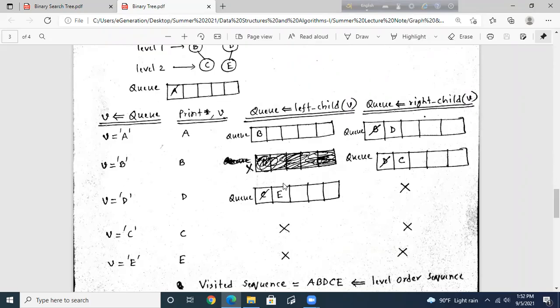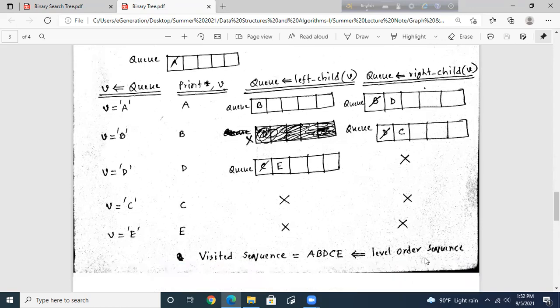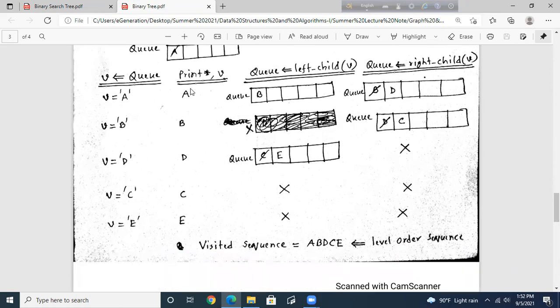Similarly, dear student, there is another element in the Q. So I have to remove this element from the Q. So V equal to E. Again, left side of E and right side of E are not available. So cross, cross. So now you have to look at the printed elements.